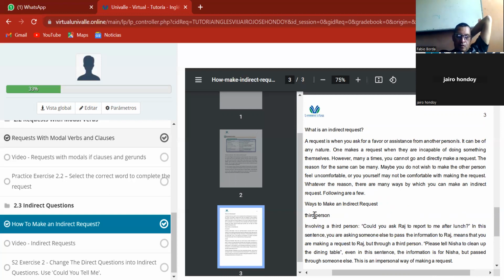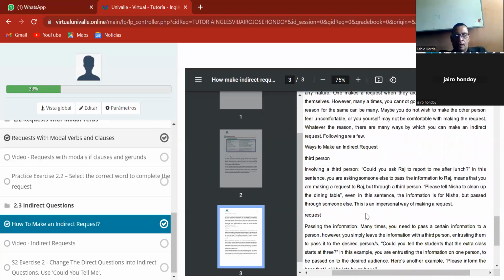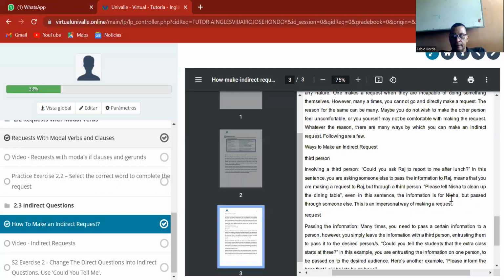Following are a few ways to make an indirect request. Third person. Involving a third person: could you ask Raj to report to me after lunch? In this sentence, you are asking someone else to pass information to Raj, which means that you are making a request to Raj, but through a third person. Please tell Nisha to clean up the dining table. Even in this sentence, the information is for Nisha, but passed through someone else. This is an impersonal way of making a request.